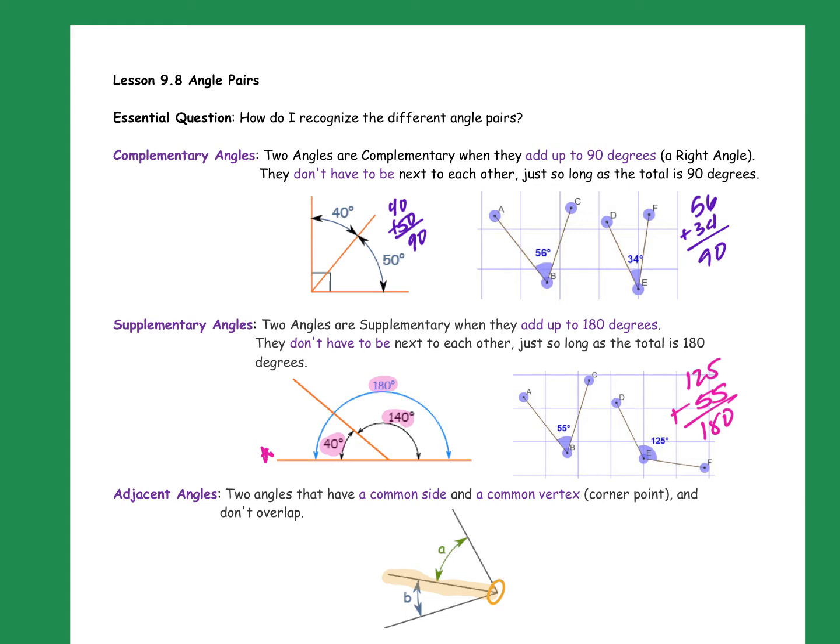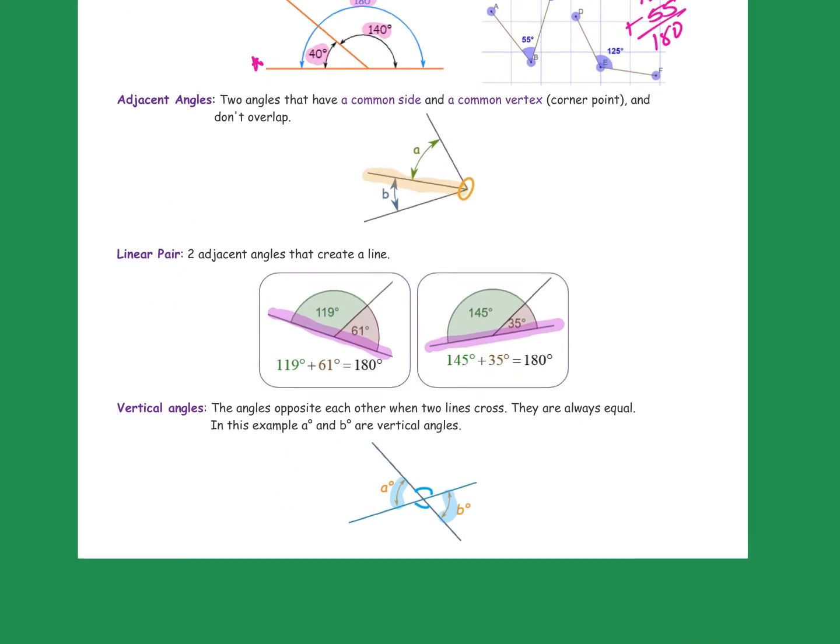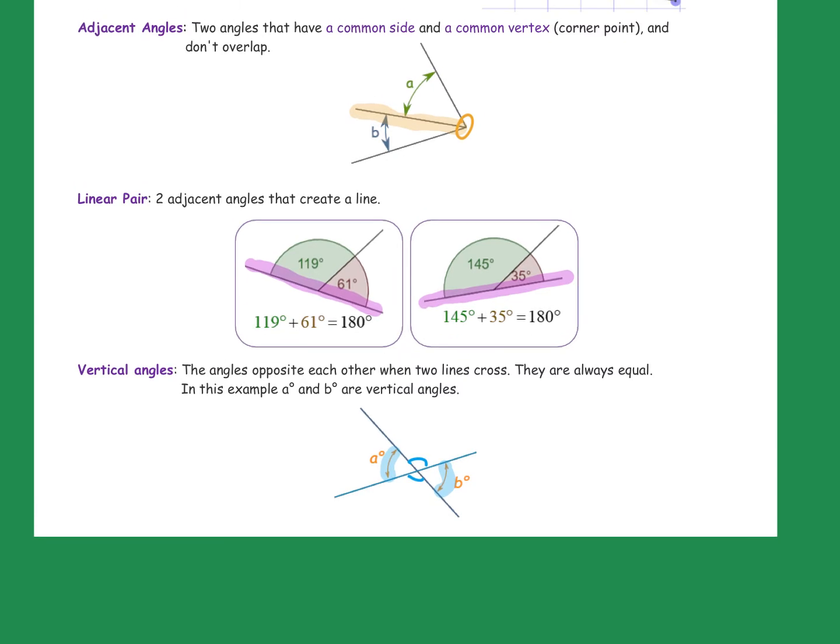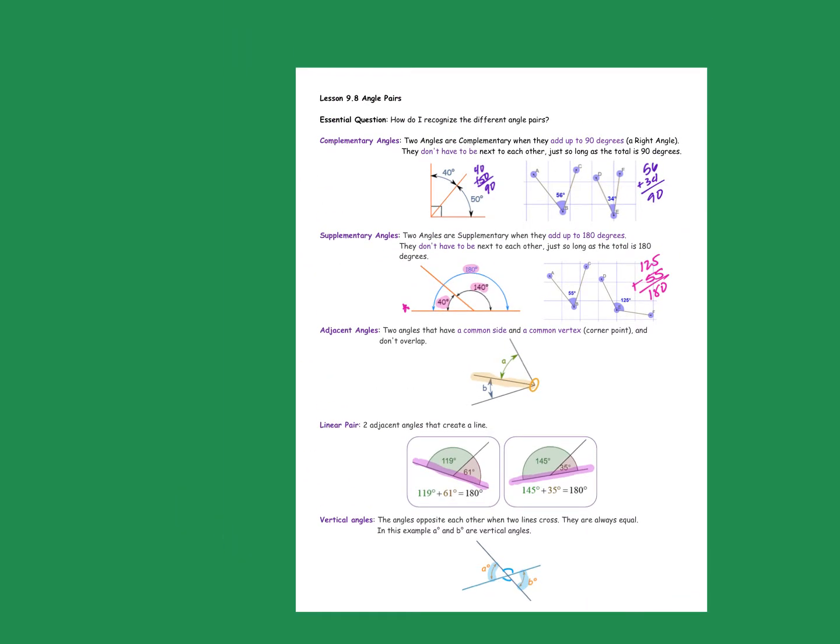Our last one, right? Vertical angles are angles opposite each other when two lines cross. So they are opposite each other and formed from the two lines that cross. That's called a vertical angle. The ones until tomorrow when we go over that.